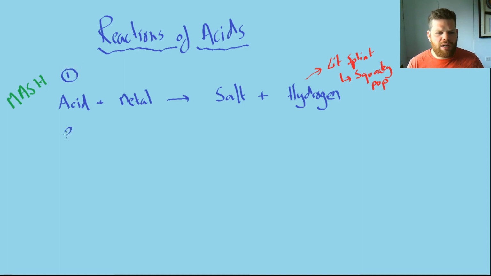Okay, second one. Now all of these have the word acid in them. The thing that changes is what we react it with. So the second one that you might have reacted something with is a metal hydroxide. Now what this one produces is a salt. Again, salt is made in every single one of these reactions, and this also produces water.